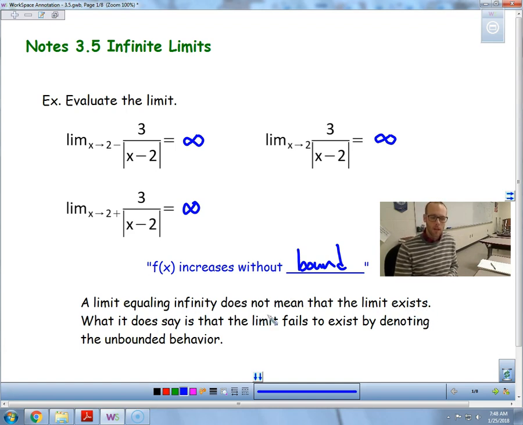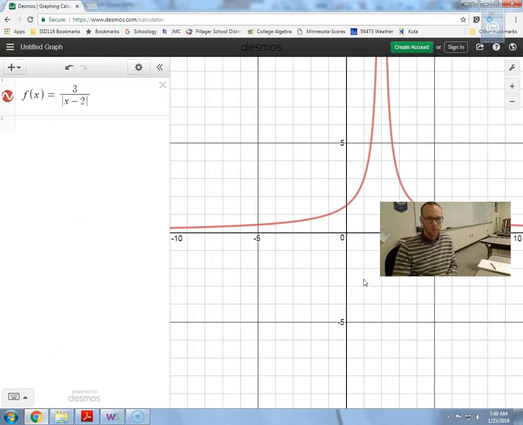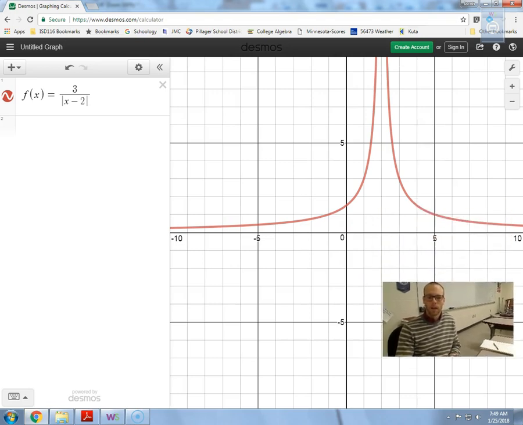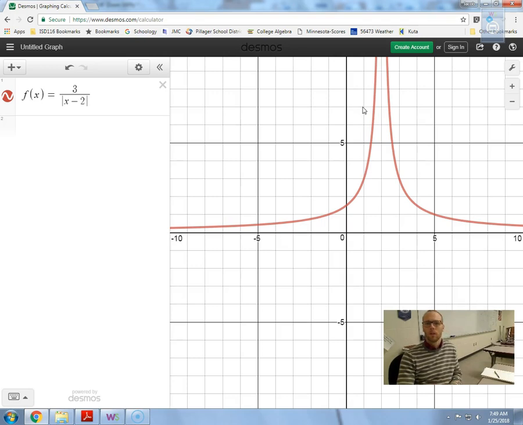What we are saying is that the limit fails to exist by denoting the unbounded behavior. So this limit does not exist, but we're giving a little bit more information than just saying does not exist. We're saying, you know what? It doesn't exist because it's going to infinity. Now, we see this happen because we have what here? We have a vertical asymptote. So we're going to spend a little bit of time today talking about just reviewing, hey, how do we find these vertical asymptotes?